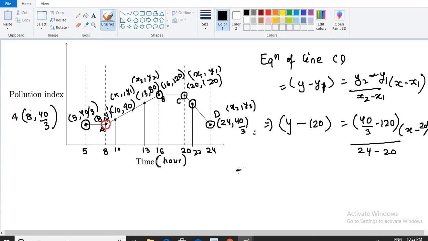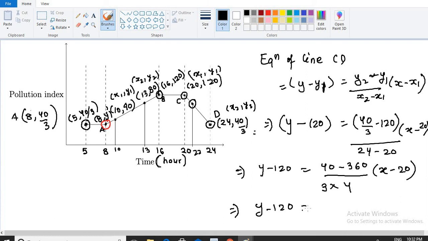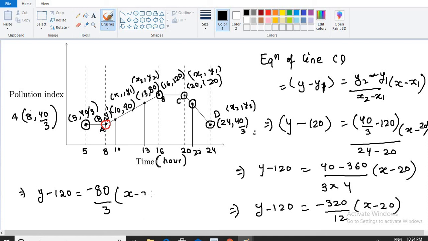Let's simplify this equation. You are going to get y minus 120 is equal to, multiply this, 360 by 3 into 4, and here x minus 20. So the equation will be y minus 120 is equal to, subtract it, this will give you 40 minus 360 by 12 into x minus 20. Simplify this more. Y minus 120 is equal to minus 320 by 12, which gives you minus 80 by 3, into x minus 20. So this is the equation that we have obtained for line CD.